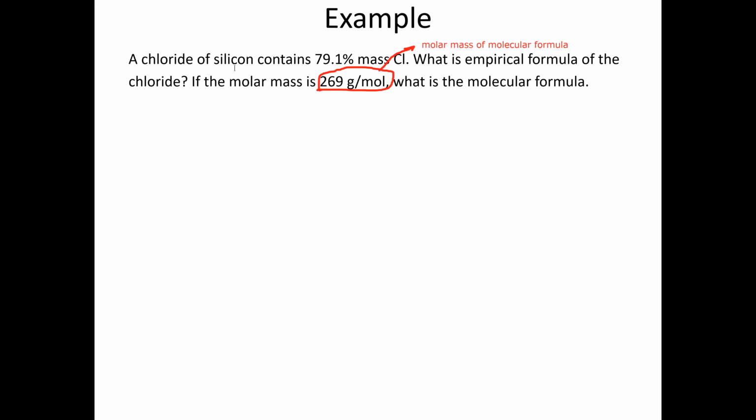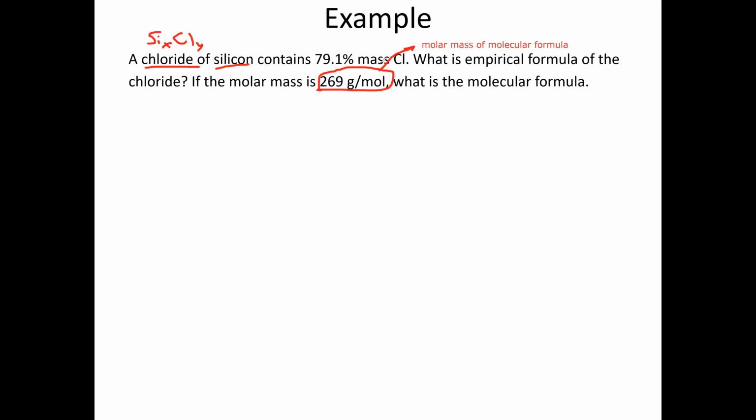But remember, this is a chloride of silicon. So what does that mean? Since it's "ide," that means chloride comes second. So this is going to be some number of silicon, we'll say X, and some number of chlorides, we'll say Y.